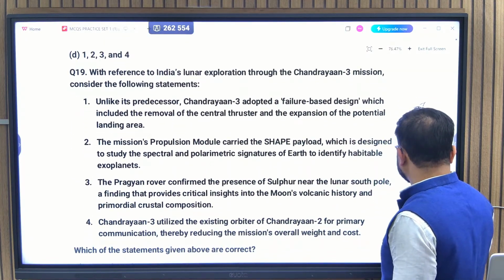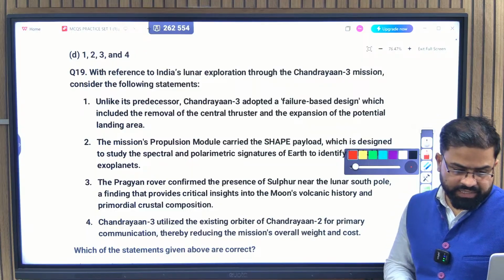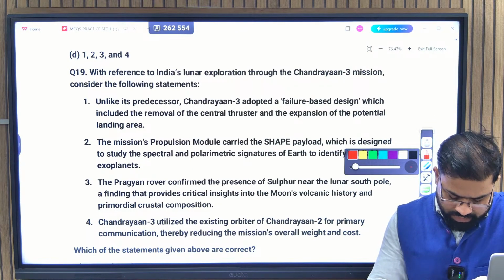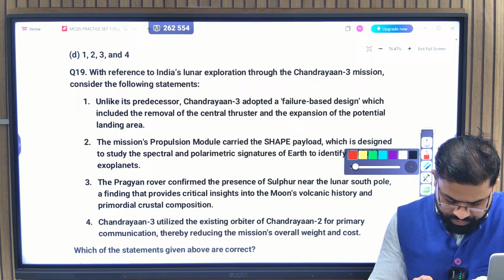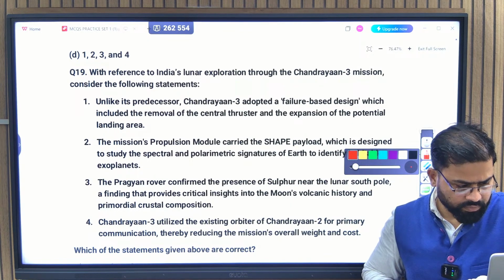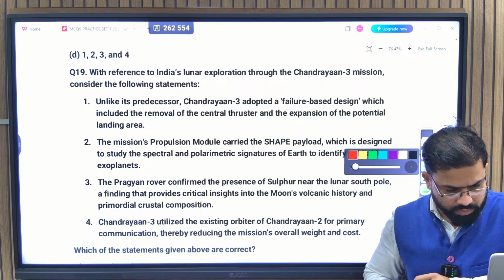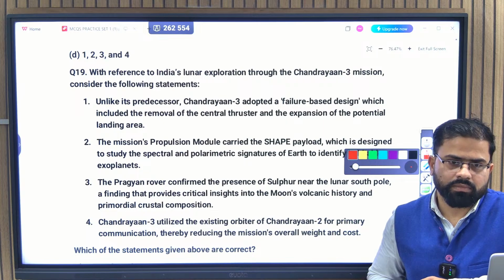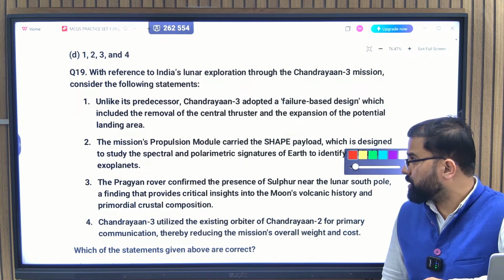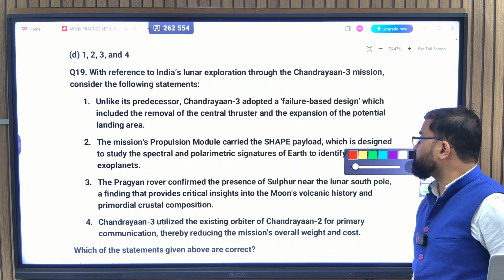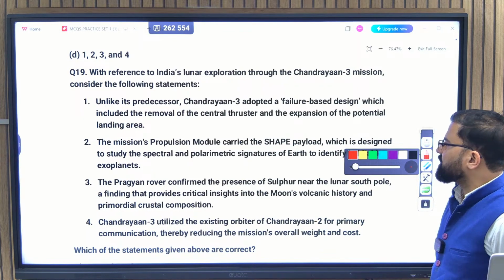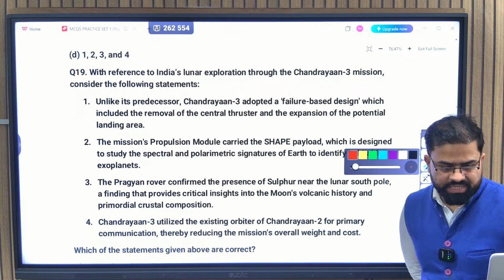Question number 19. Read the question number 19. Read it. With reference to the India lunar exploration of the Chandrayaan-3 mission, consider the following statements. Unlike its predecessor, Chandrayaan-3 adopted a failure-based approach. I have discussed that with the failure.